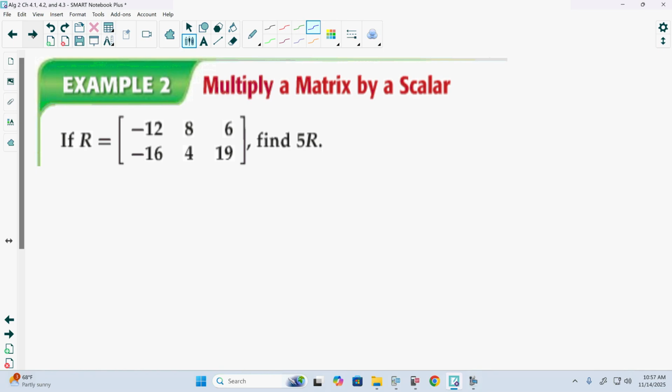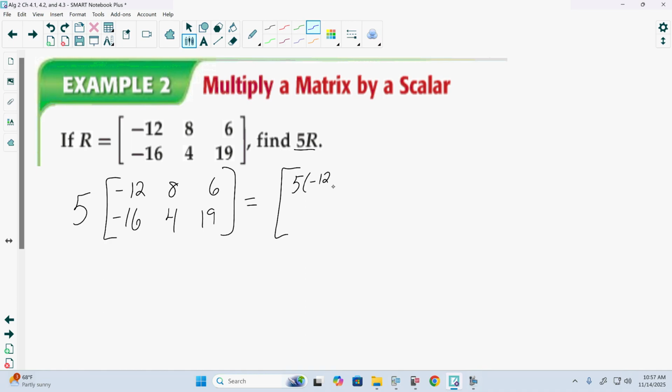Yeah, okay. The next thing we're going to talk about, multiplying by a scalar. When we multiply by a scalar, we take whatever that number is. In this case, we're saying 5R. We're taking the number 5 and multiplying it by our matrix R. Which all this is telling us to do is take every number inside this matrix, every element, and multiply it by 5.